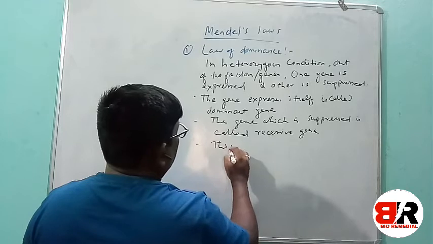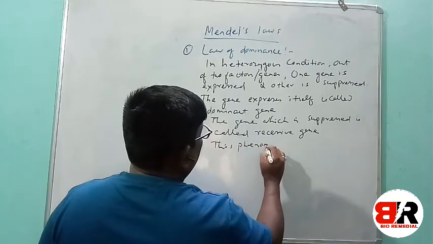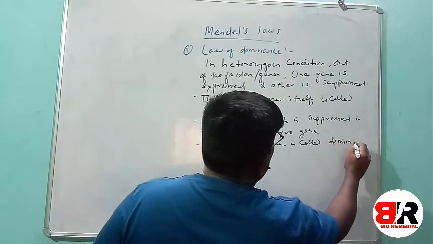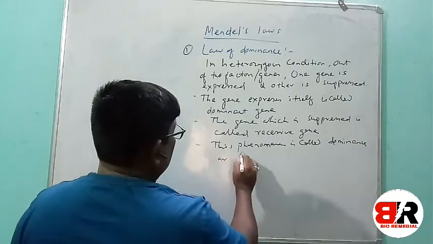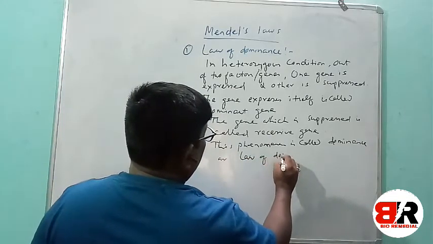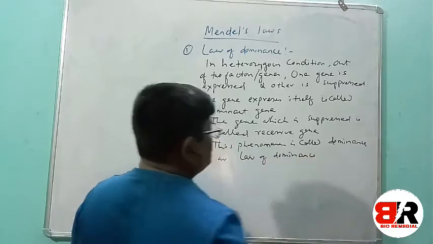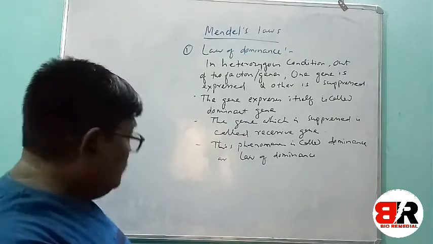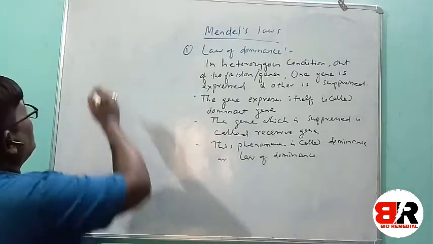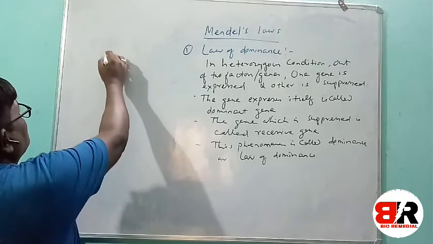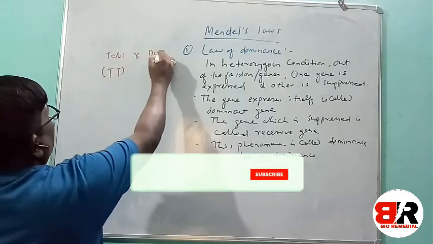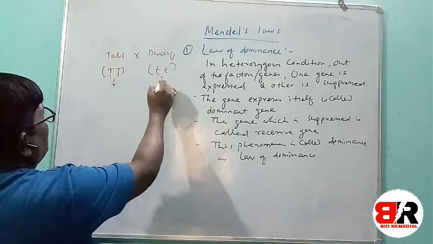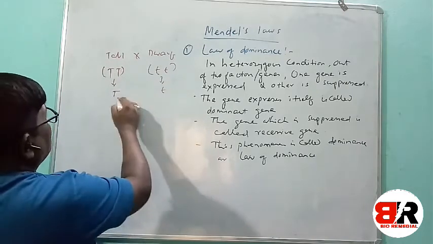This phenomenon is called dominance, or the law of dominance. Students, let me remind you about the monohybrid cross. What did Mendel do in his monohybrid cross? Mendel selected tall plants and crossed them with dwarf plants. The gametes are always haploid, so the gametes will carry T and t.